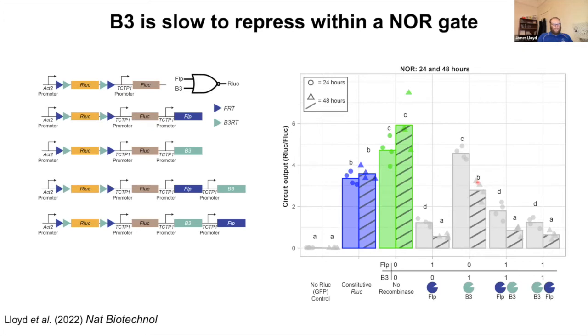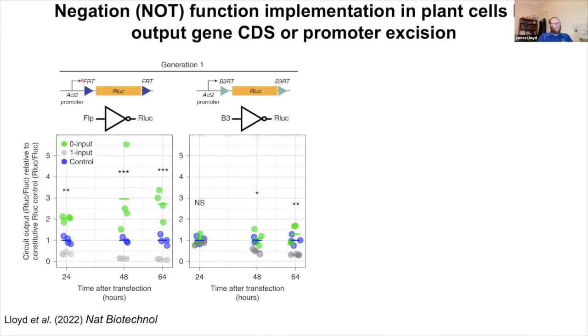So in this case, I isolated, I made NOT gates where we just have either FRT sites or B3 RT sites to be recombined out. And we can see that with FLP, even after 24 hours, we get repression. But after 24 hours with the B3, there's no repression. Mild repression after 48 hours, slightly better repression after 64 hours. So just as we saw in the NOR gate, when B3 is trying to cut out the Renilla luciferase CDS, it's not behaving itself very well. It's very slow. It's very inefficient.